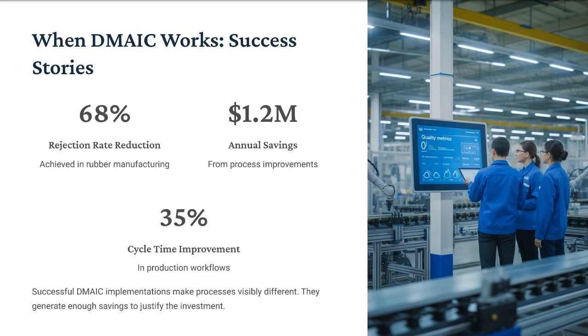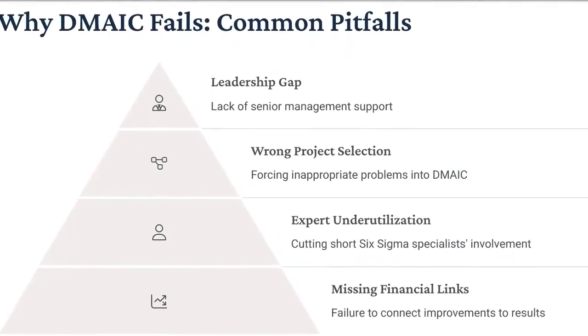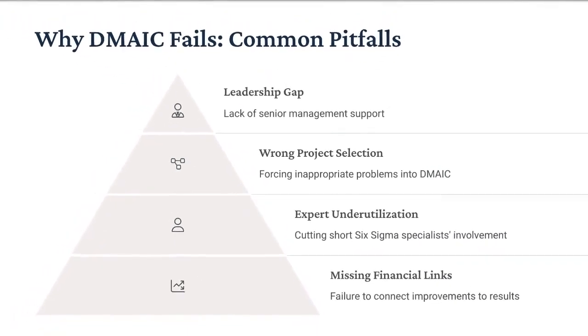By correctly implementing it successfully, processes will become visibly different and generate enough savings to justify further investment, and you are almost always guaranteed positive results. Common pitfalls and some of the main reasons why the implementation of Six Sigma fails are usually when there is a leadership gap and a clear lack of senior management support.